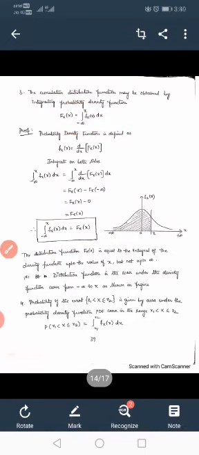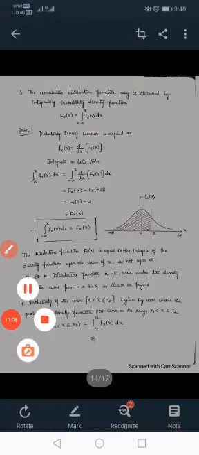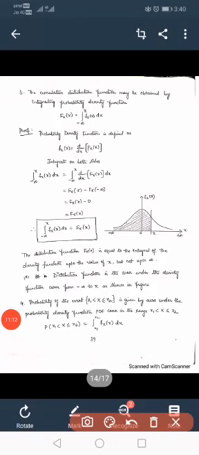Next, the probability of the event x1 less than x less than or equal to x2 is given by the area under the probability density function curve in the range x1 to x2, and here it is given by this one.